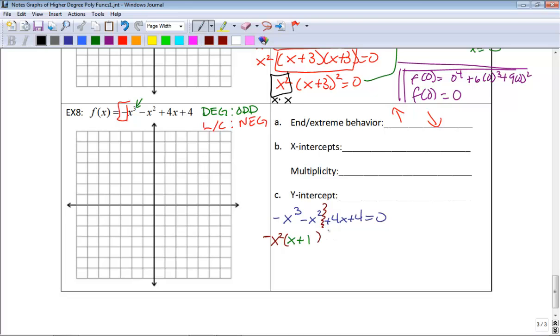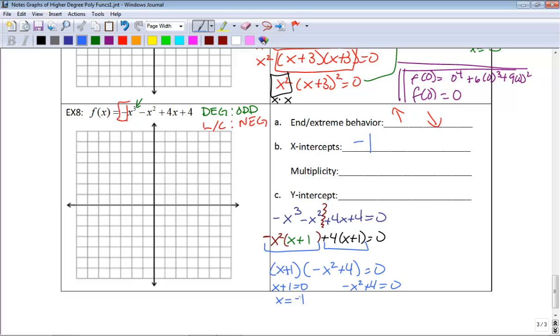From the next 2 terms, if I pull out a positive 4, what's left? I'd be left with x plus 1. Well, I generated the same binomial when I did my grouping. So then I have x plus 1 times negative x squared plus 4 equals 0. Solve both of these. X plus 1 equals 0. Negative x squared plus 4 equals 0. Over here, if I solve, x is equal to negative 1. So I have negative 1.